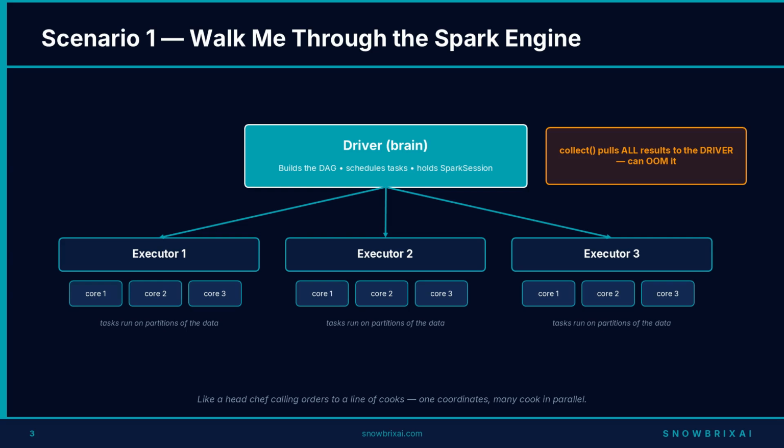Every Spark job has one driver and many executors. The driver is the brain. It builds the plan, schedules the tasks, and holds your Spark session. The executors are the hands. They run tasks on partitions of your data in parallel. Think of a head chef calling orders to a line of cooks. One person coordinates, and many cook at once. And here is the line that makes interviewers nod. Collect pulls all the results back to the single driver, and that can run it out of memory. Remember that because the very next question depends on it.